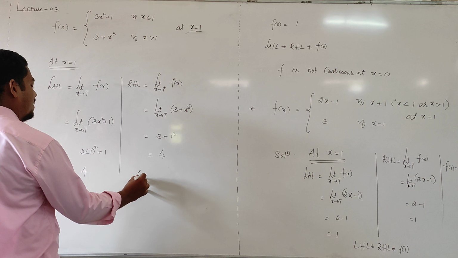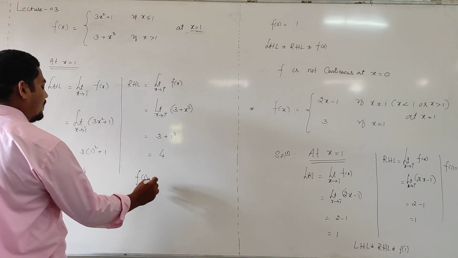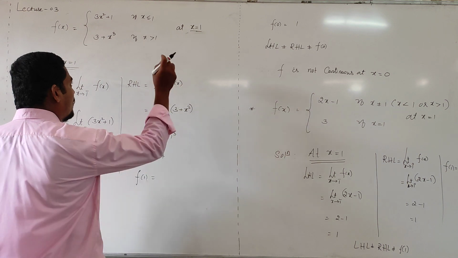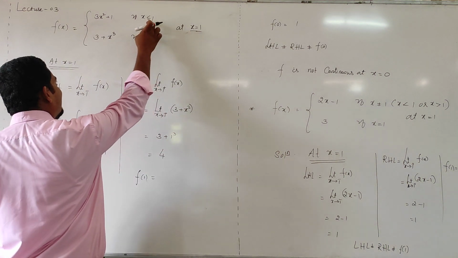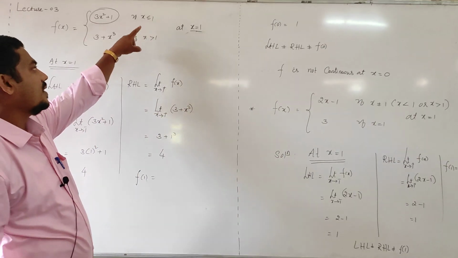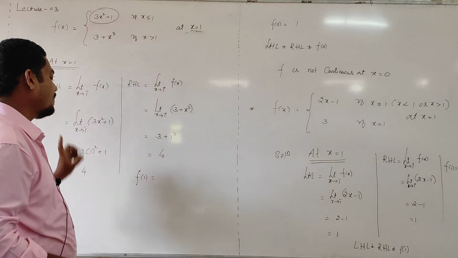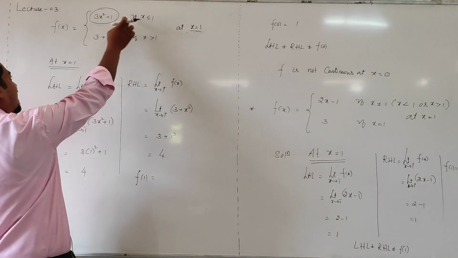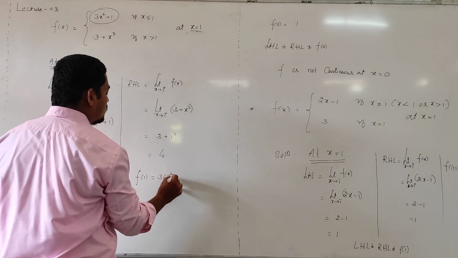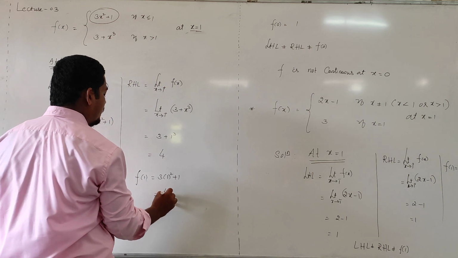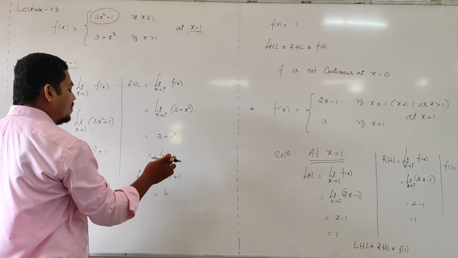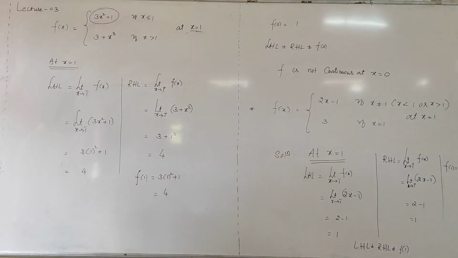After that, evaluate functional value at that point. Functional value at x equal to 1. What is f of 1? For finding functional value, use this function, because x value equal to 1 or less than 1, same function. So put x value in this expression, then it will be 3 into 1 square plus 1, it will be 4. In this case, left hand limit 4, right hand limit 4, functional value also 4.